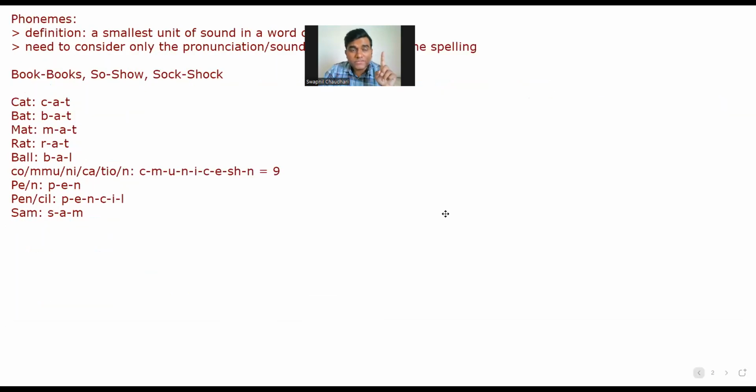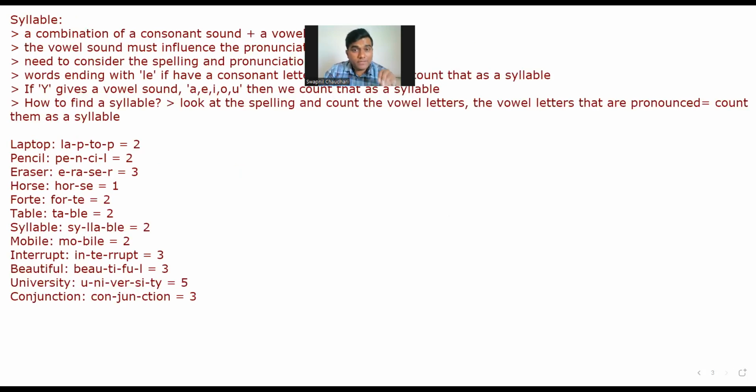Okay? So our first concept was phonemes. Phonemes is the smallest unit of sound. When we try to count phonemes, we do not look at the spelling. We just focus on the sound. Okay? However, when we try to count the syllables, we will have to look at the spelling and sound both, right? So let's now try to see if this hand placing trick can help us count the syllables as per the numbers that we have written.